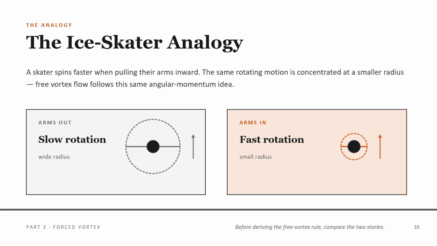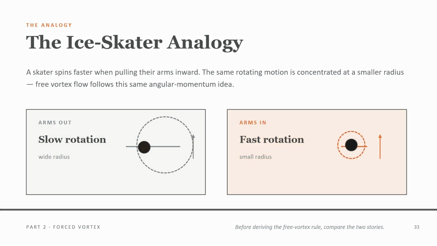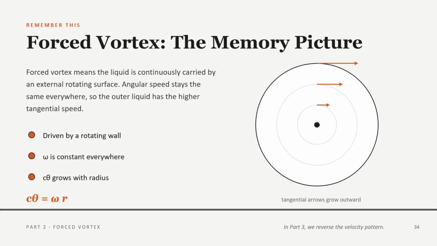Forced vortex, the memory picture. Before moving to the next part, hold this forced vortex picture clearly. A rotating wall keeps the liquid turning. Angular speed is the same at all radii. Outer liquid has higher tangential speed, and pressure rises outward. This reference picture will make the opposite free vortex pattern much easier to understand.